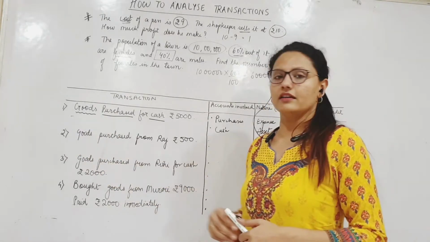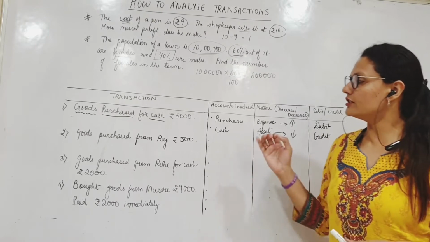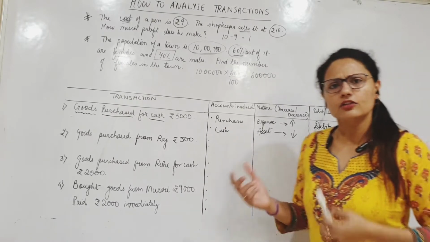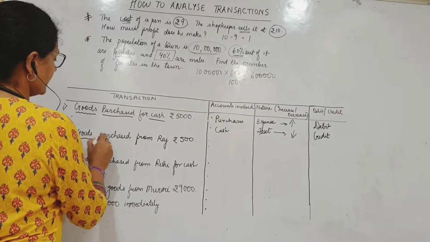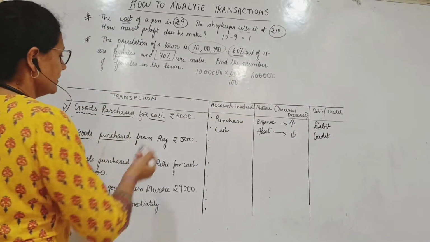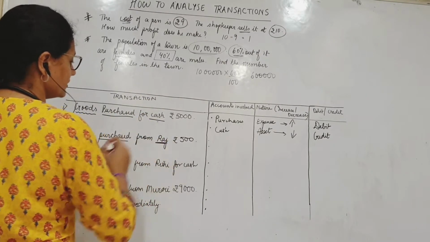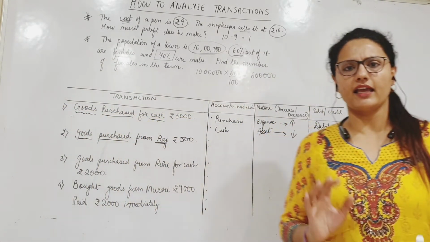Let us move on to transaction number 2. Goods purchased from Raj 500. Again, common क्या है? First और second transaction में यहाँ भी goods है, यहाँ भी purchases है. यहाँ cash था, यहाँ लिखा है from Raj. From Raj meaning from a person I am purchasing.